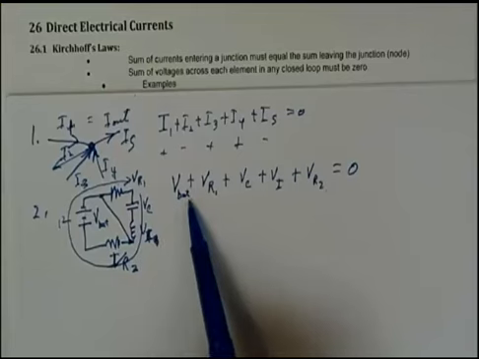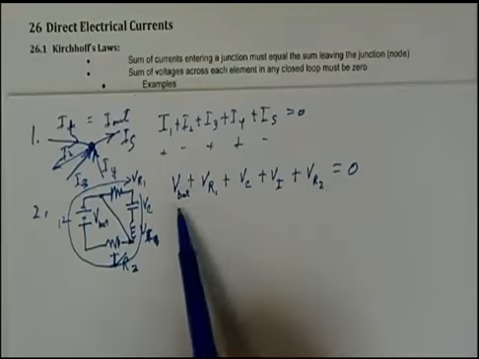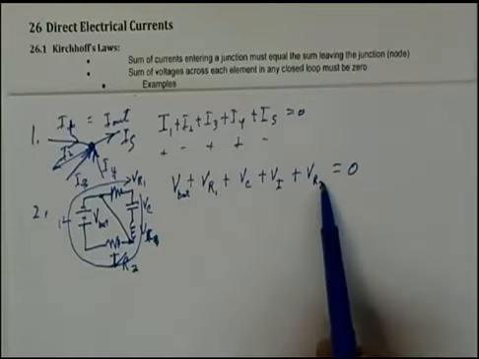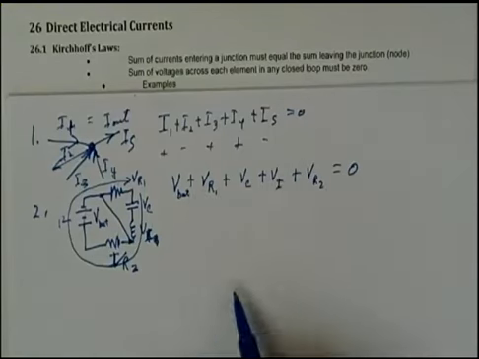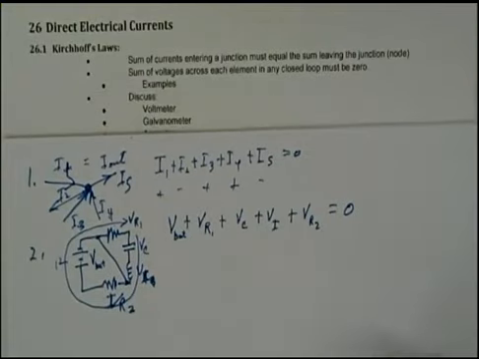The battery is always going to give you a positive voltage. Other things resist the battery, so they will give you a negative voltage. Another way to say that is you could write the voltage of the battery is equal to the sum of these others where they are all positive. But we've written them as negative here because they're opposing the battery. This is Kirchhoff's second law.